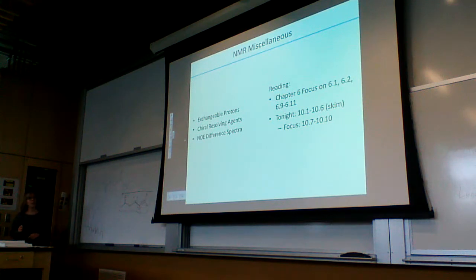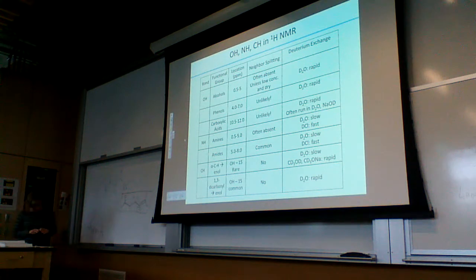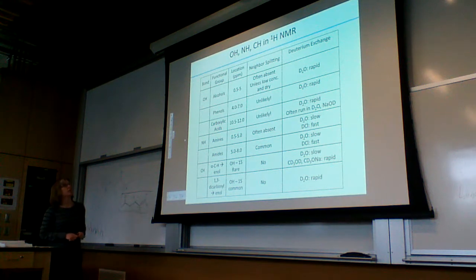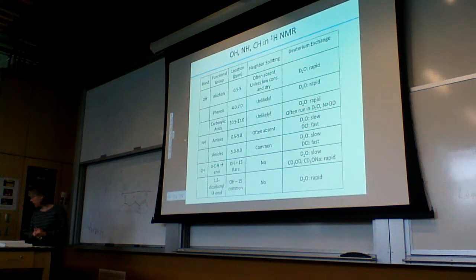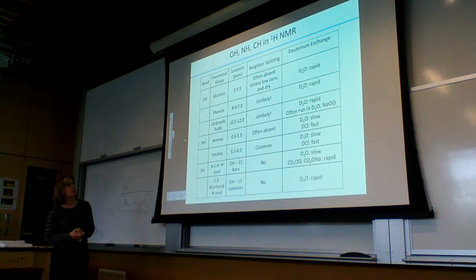Okay. A couple things before we come to this 2D, though, I want to talk about the exchangeable protons, chiral resolving agents, and the NOE difference spectra. We've already talked about the deuterium exchange of alcohols and amines and things like that, but chapter 6 goes into more detail about the different functional groups and how they interact with deuterium. And this is kind of a summary table I made up.